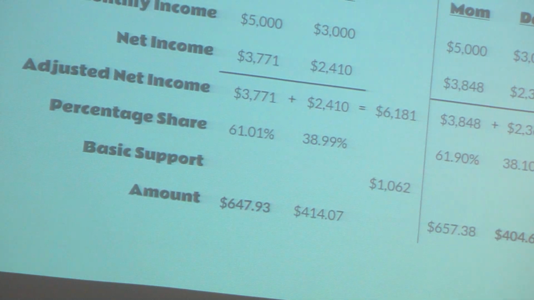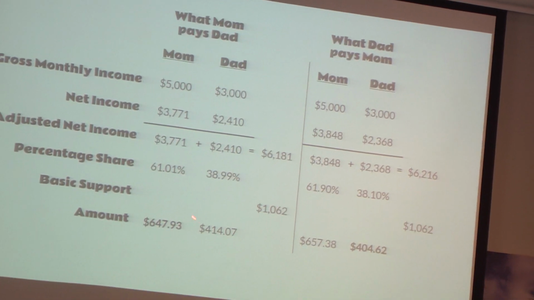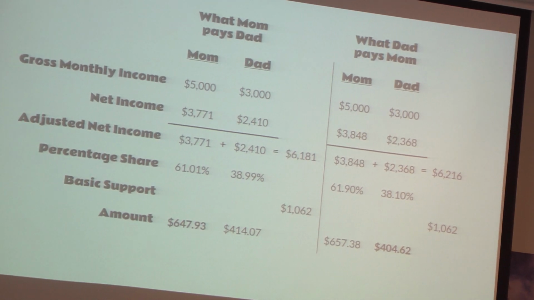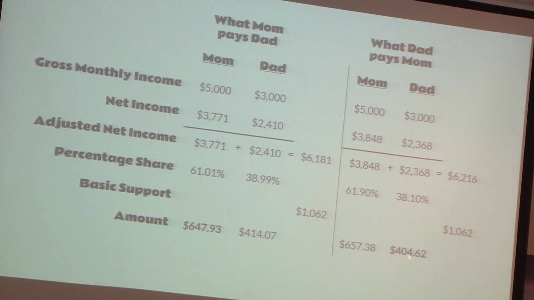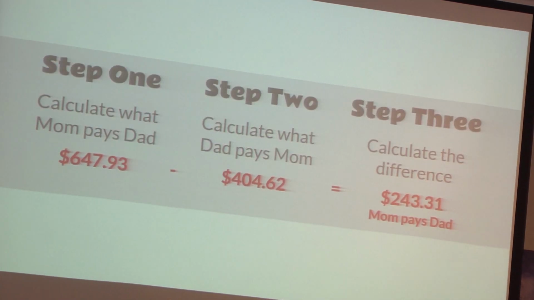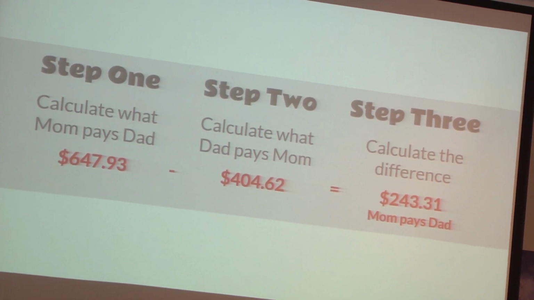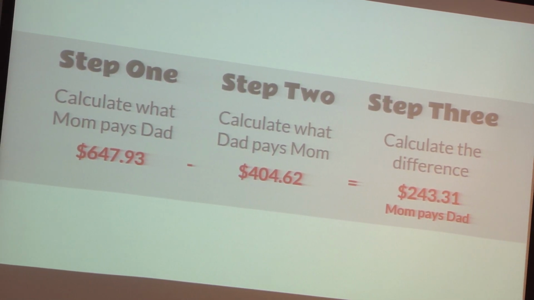So we have the two calculations. I've already done it for you, right? In the scenario where mom pays dad, her support is going to be $647 a month. In the scenario where dad pays mom, it's going to pay slightly less, and that's because I upped mom's income by quite a bit. Now we just do math. What does mom pay dad? What does dad pay mom? The difference? Mom's going to pay dad $243.31 a month.